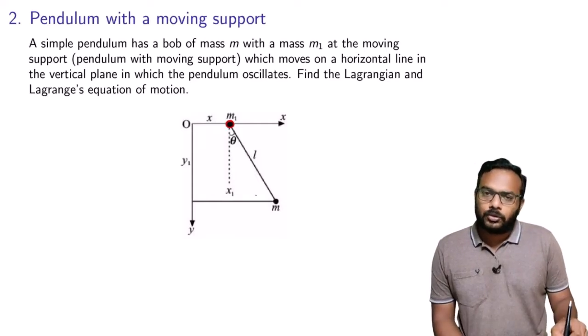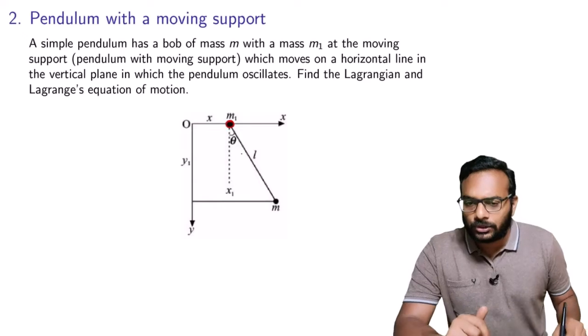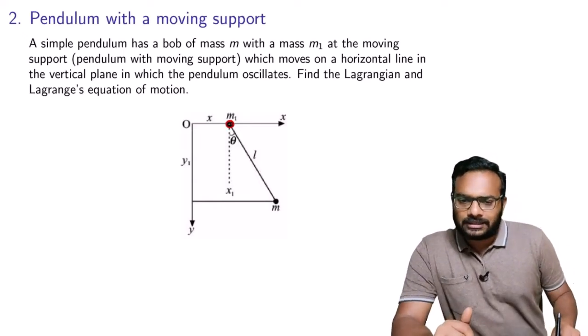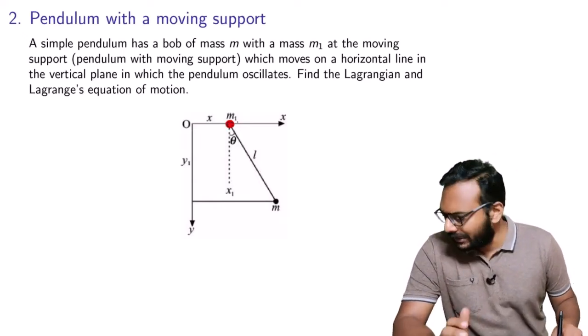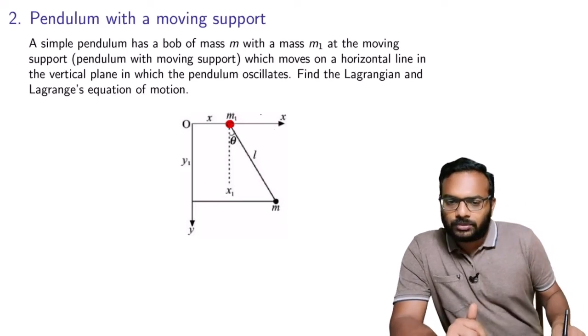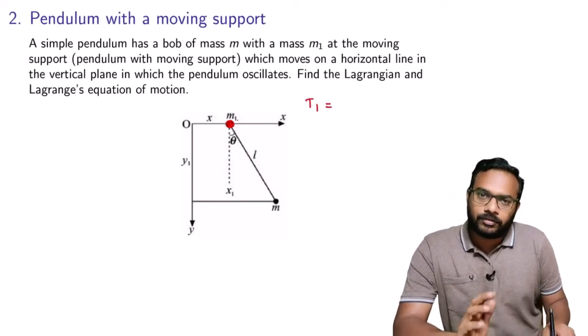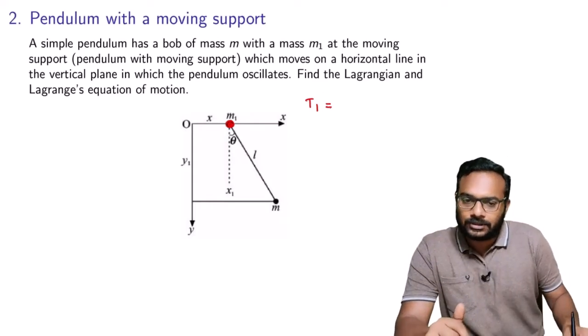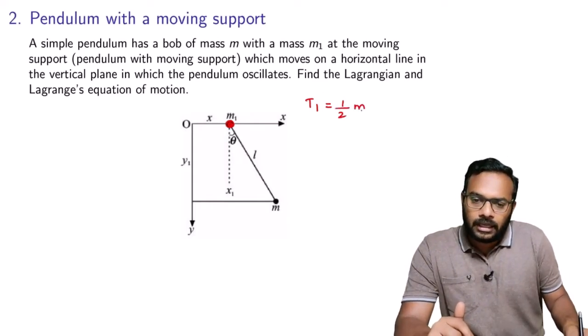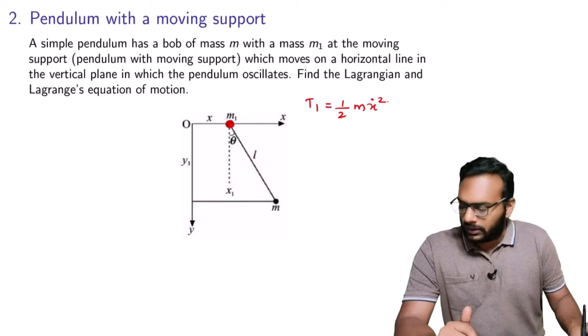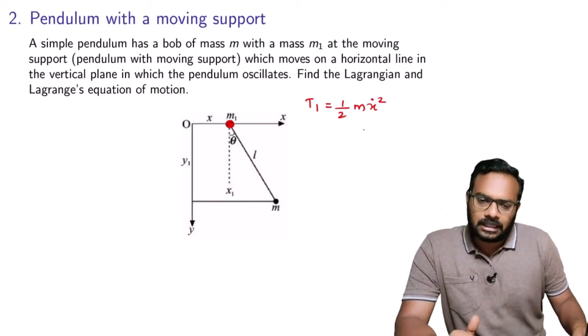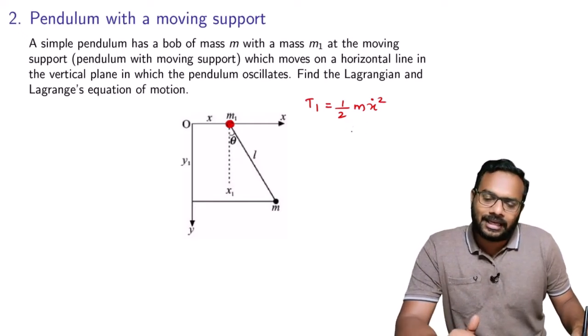We have to take both into account. Okay. The first one, it's rather easy. Let's first write down the kinetic energy. The first one we'll write as T1. T1 has only 1 degree of freedom. It can move only along the x-axis. So T1 is equal to half m x dot squared.